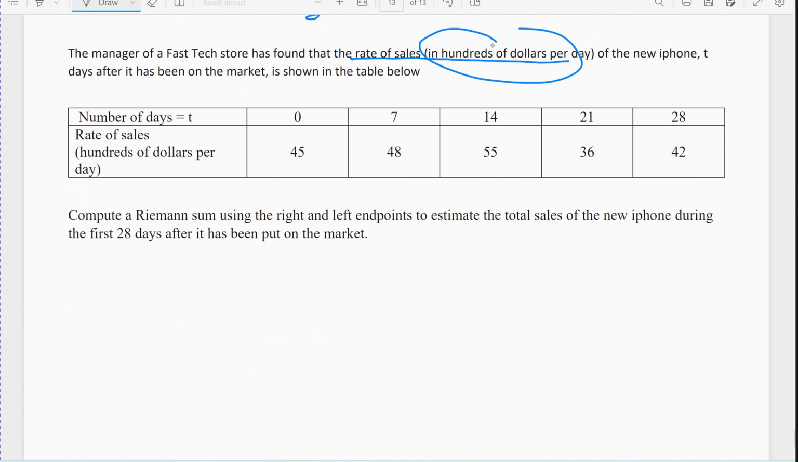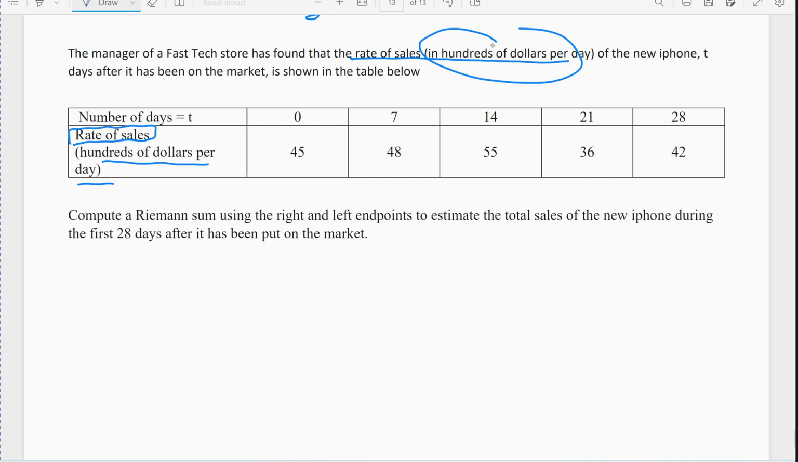T represents days: 0, 7, 14, 21, 28. So I'm going by sevens. This is the rate of sales in hundreds of dollars per day. So this is how much money they made each day based on their rate of change, their rate of growth. All right, so that's the dollars per day. Use the Riemann sum left and right to find the total sales. Again, we're going to use the estimate on those.